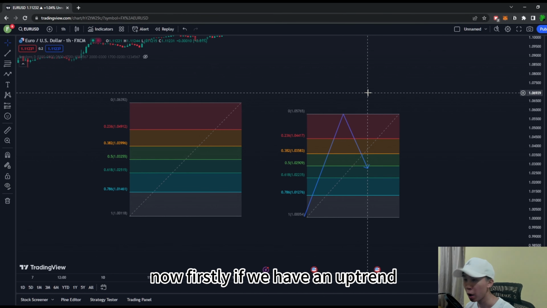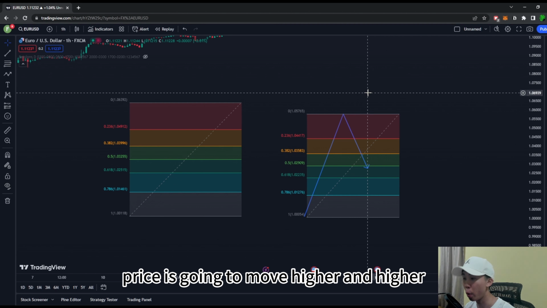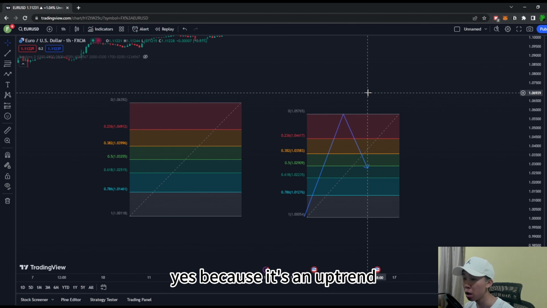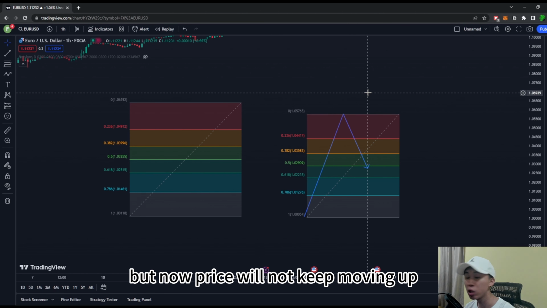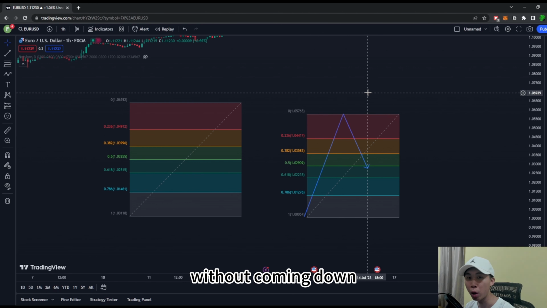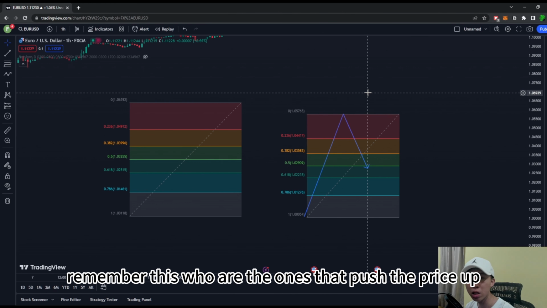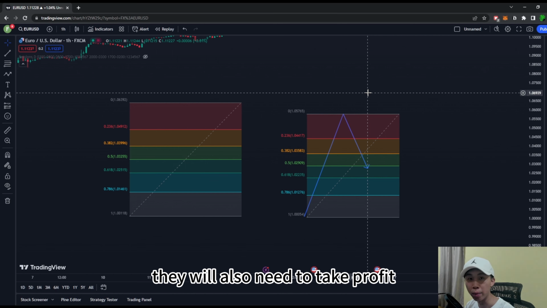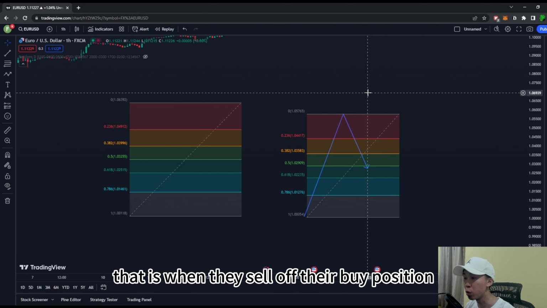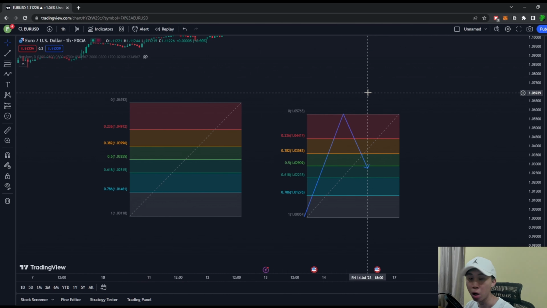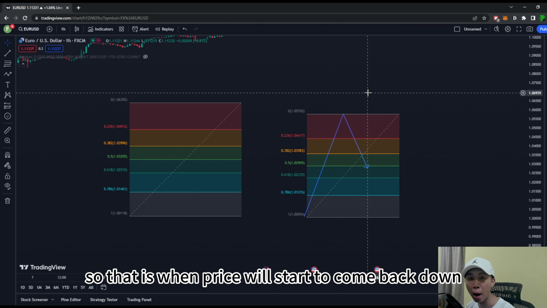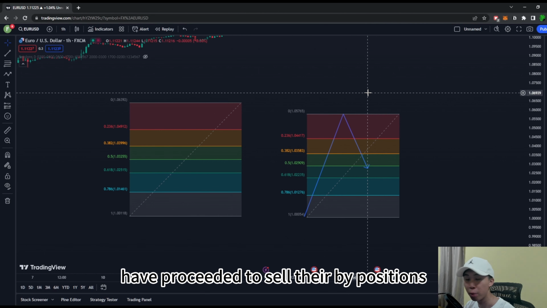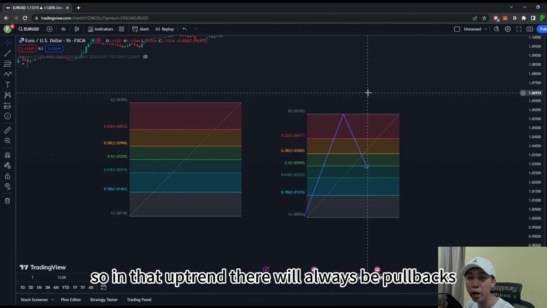Firstly, if we have an uptrend, price is going to move higher and higher, yes, because it's an uptrend. But price will not keep moving up without coming down. Remember this: who are the ones that push the price up? It is the banks. When the banks push the price up, they will also need to take profit. And when they take profit, that is when they sell off their buy position. So that is when price will start to come back down, because the banks have proceeded to sell their buy positions. So in an uptrend, there will always be pullbacks.